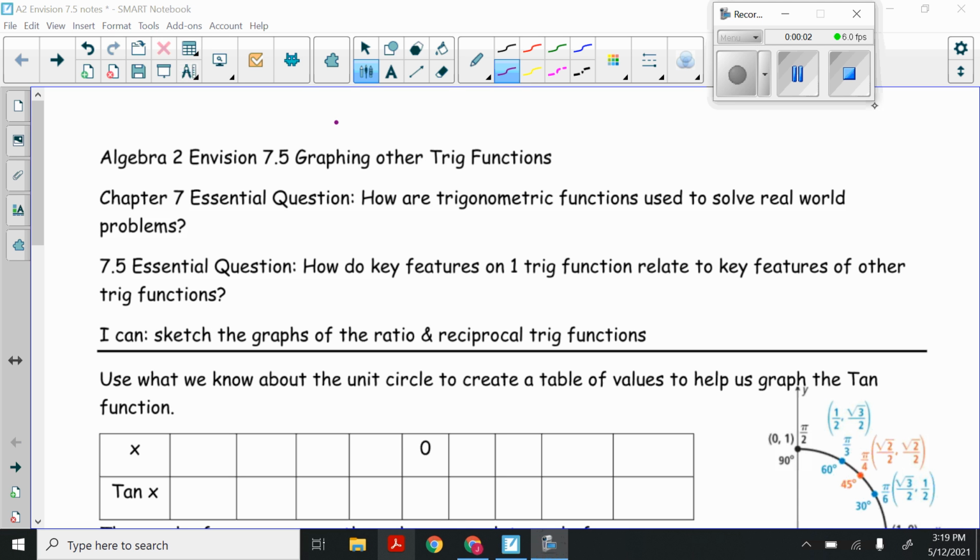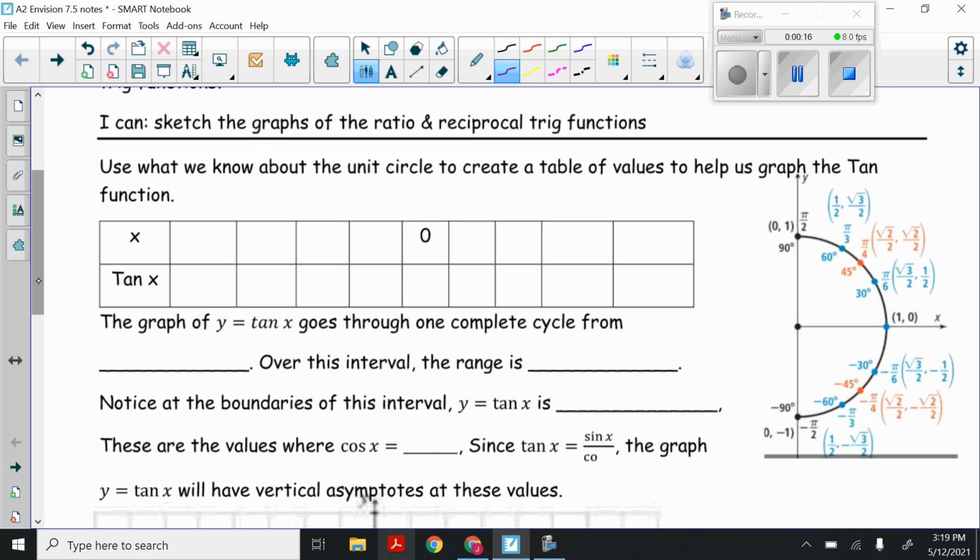Okay, so today in Algebra 2, we're going to do the first part of Section 7.5, graphing other trig functions. Today we're going to focus on graphing the tangent and the cotangent, okay? So we're going to use what we know about the unit circle to create a table of values to help us graph the tangent function. It gave us parts of the unit circle over here.